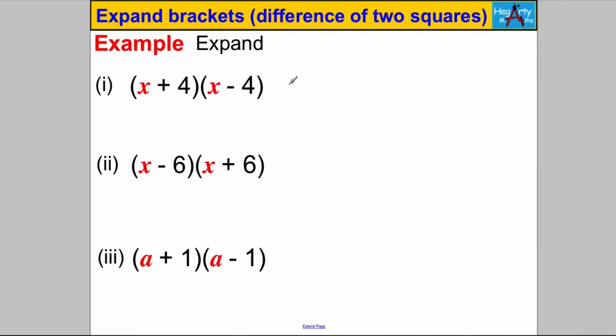A bracket multiplied by its conjugate, so the answer is going to be the first term, which is x squared, subtract the answer to 4 squared. I can work out 4 squared, so I better had, that's x squared subtract 16. Done. Same in the second one.